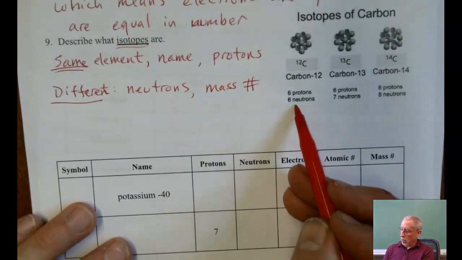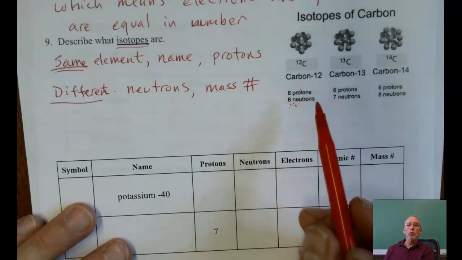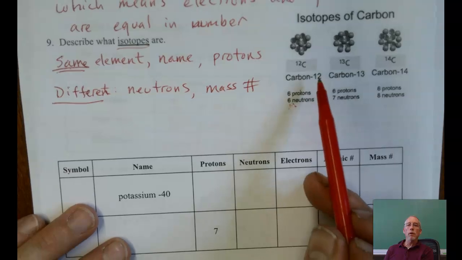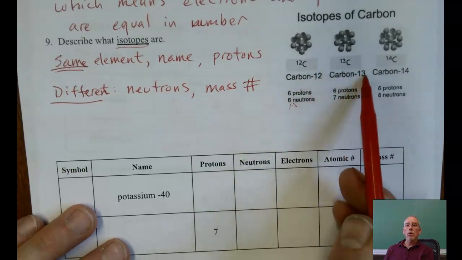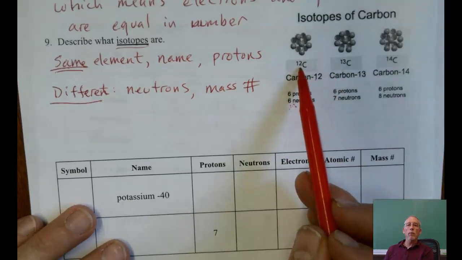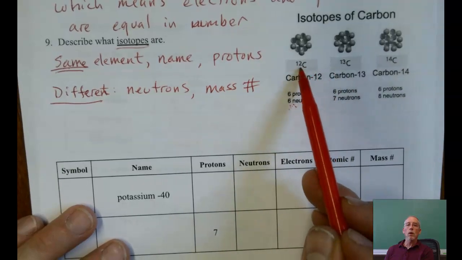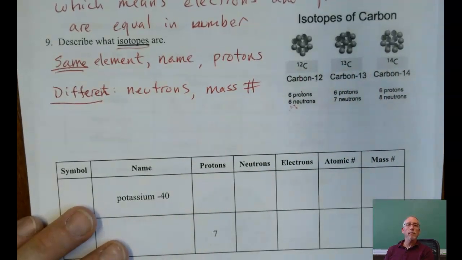Again, what we're looking at here, protons and neutrons, when we add those together, that's called the mass number. And so we include that mass number with the name when we're talking about the name of a particular atom. If we put the symbol for a particular atom, we put that mass number up here in the corner like we did on this carbon-12, carbon-13, and carbon-14.